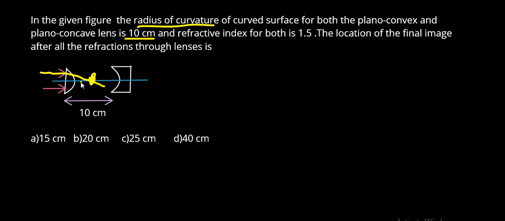We have to find this f, the focal length of the first lens and the focal length of the second lens, so that we can find the final v, that is the distance of the final image, where it is formed. Let us move on and solve the question.